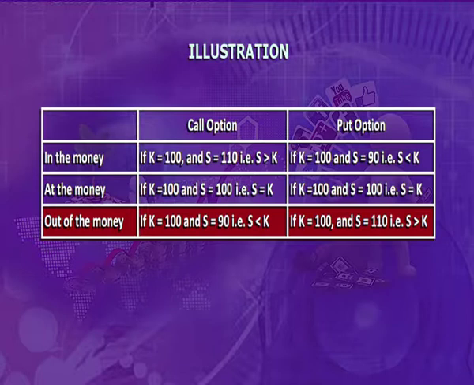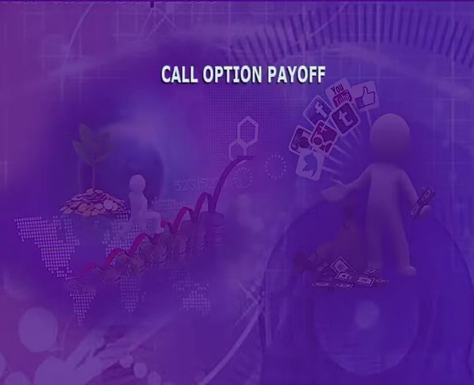Now let us look at the third option, which is out of the money. Under call option, we have K equal to 100 and S equal to 90, that is, S is less than K. Secondly, looking at put option, K is equal to 100 and S is equal to 110, that is, S is greater than K. Now friends, let us have a look at call option payoff. The payoff on a call option to the option buyer is calculated like this.